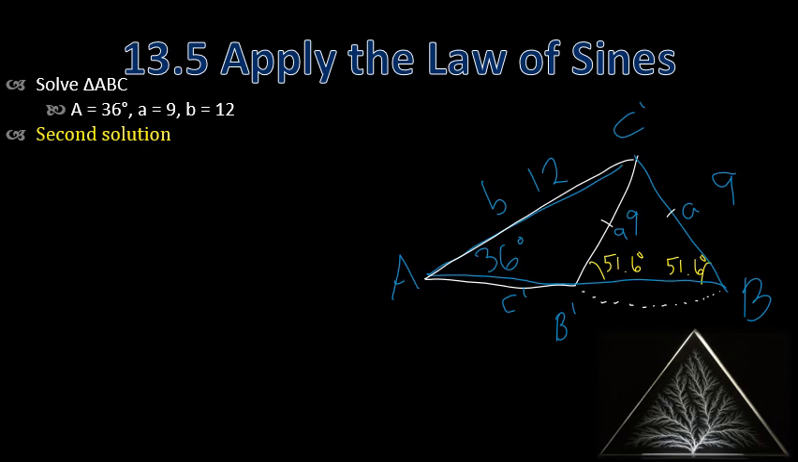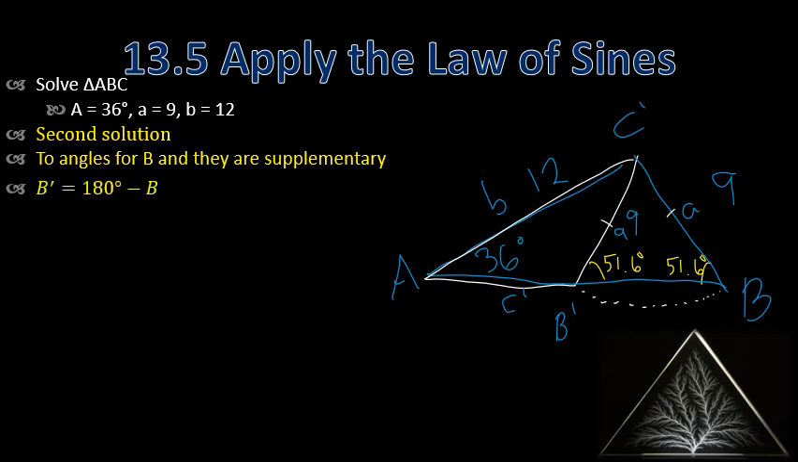Okay, I want to solve the white triangle there. So I'm going to call the things that are different with primes. So it'll be B prime and C prime. So angle B prime is actually supplementary. It's a linear pair with the 51.6. So B prime is going to be 180 minus B. Okay, that's the first formula to help you out.